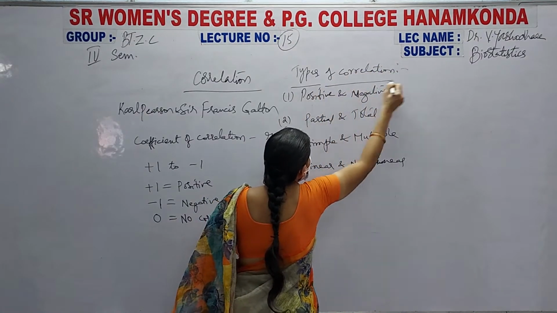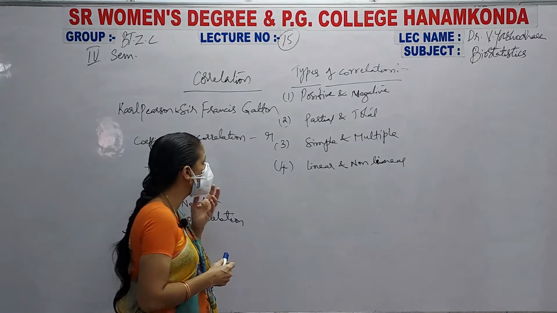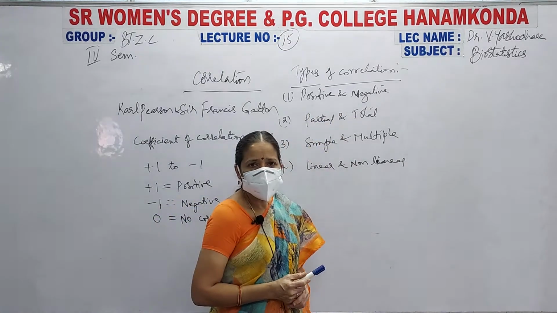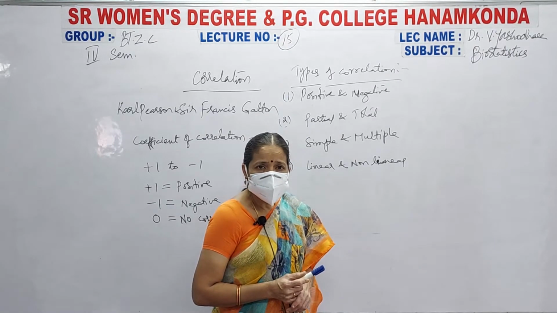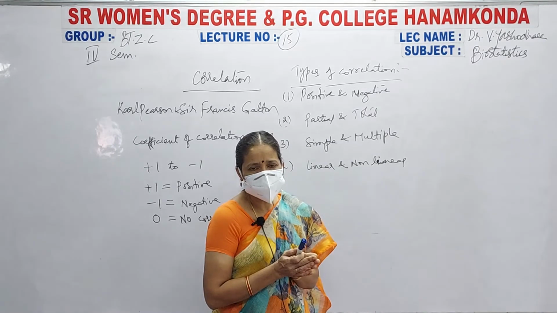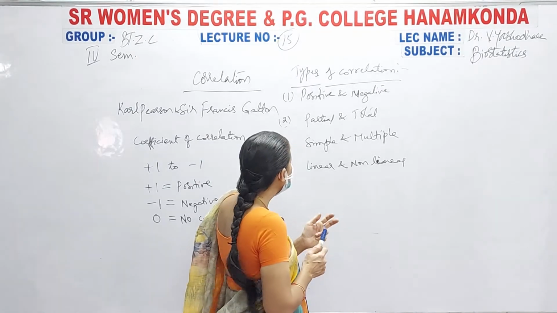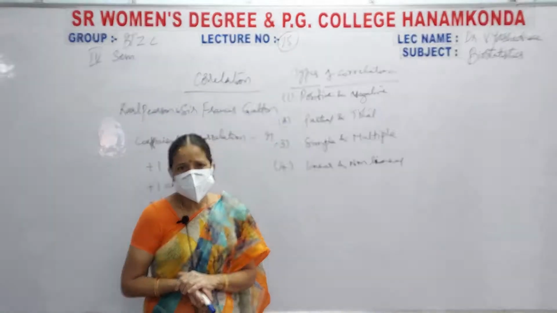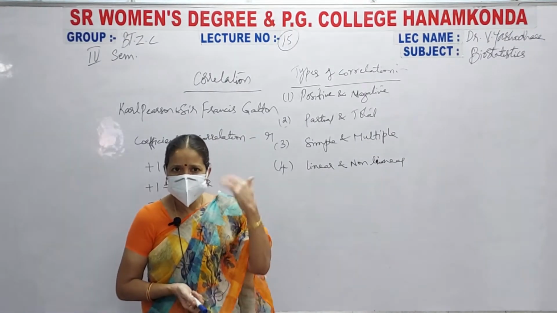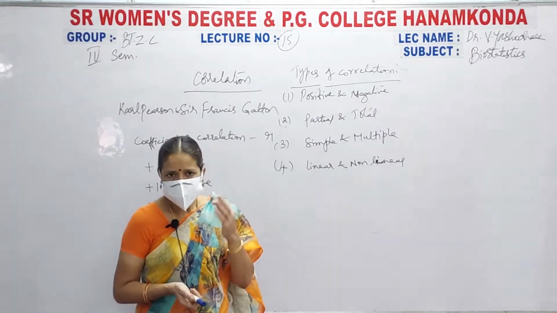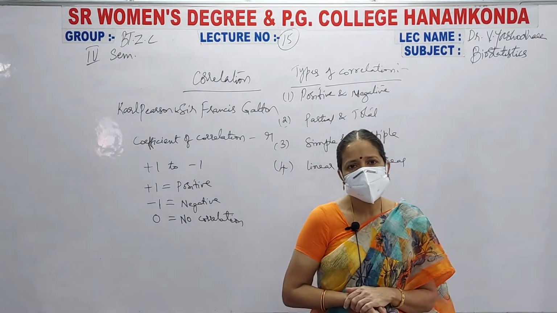Coming to the first one, let us see positive and negative correlation. First, positive correlation. Positive correlation is a type of correlation in which both variables are very closely associated with each other. They are very much related to each other. Second point, if one variable increases, the other variable also increases. Third point, both variables are directly proportional to each other.